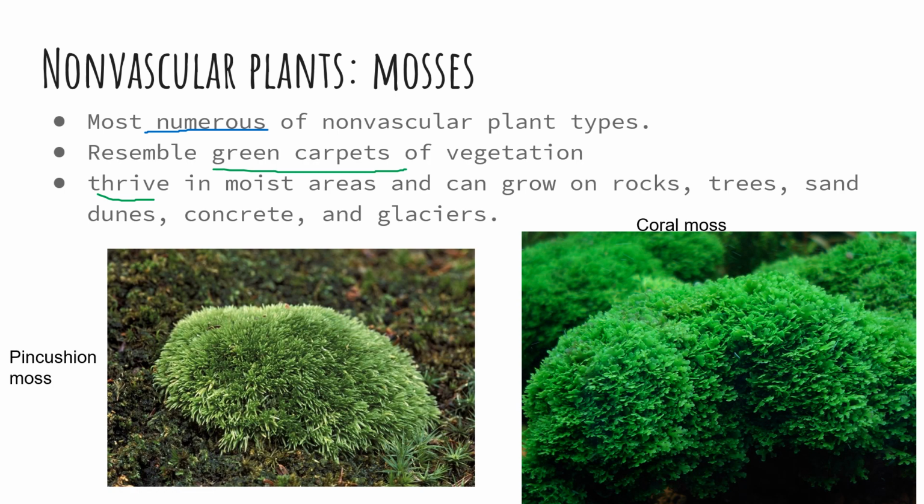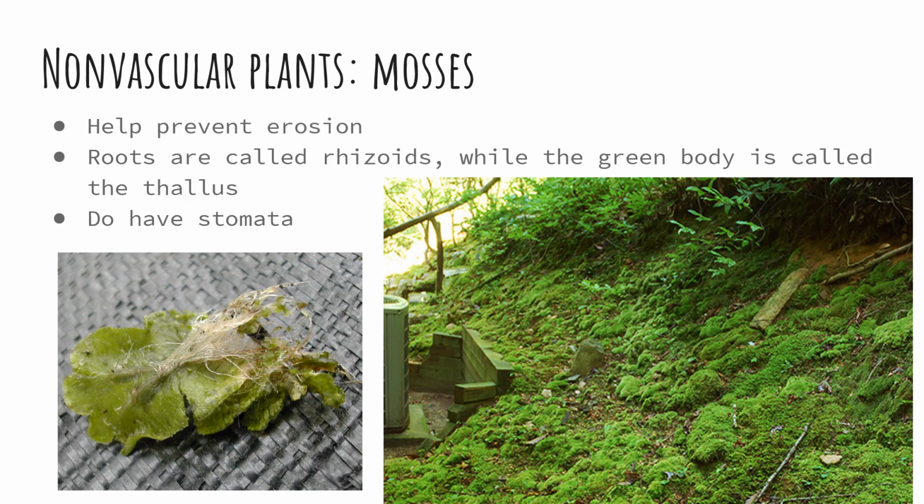So the reason why they can grow on something like concrete is they do not have to be able to dig deep into the dirt to put their roots there. They have what's called a rhizoid, which I believe is on this side. Yep. Their roots are called rhizoids, and they're kind of like regular roots.